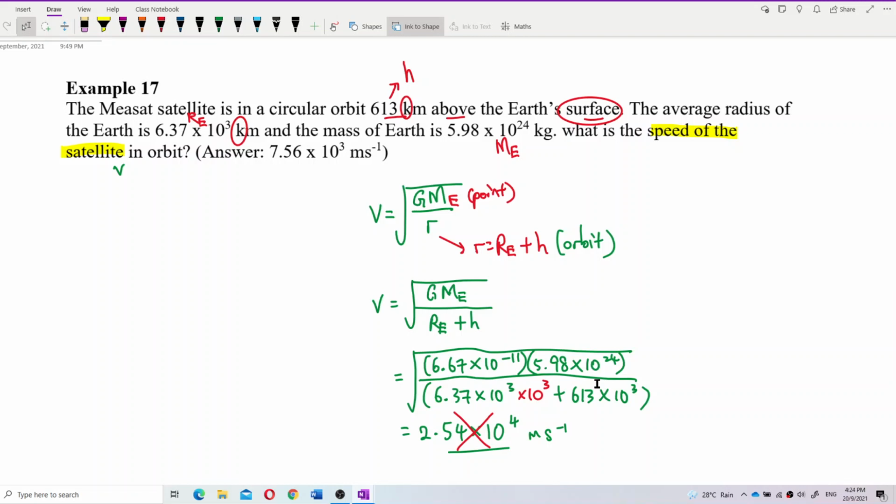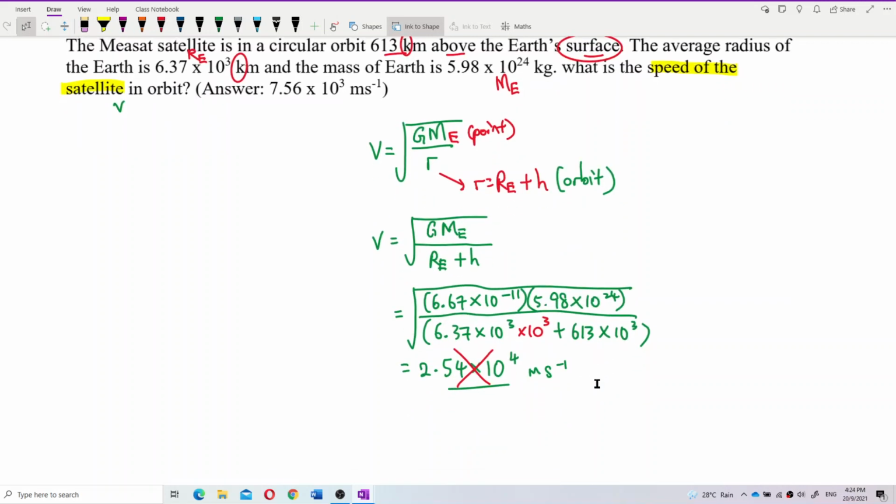Let's check the answer again. Finally, I got the correct answer. The answer is 7.56 × 10^3 meters per second. Is it correct? Yes, it is correct right now. 7.56 × 10^3, that's correct. Finally, I'm correct once I corrected the SI unit.